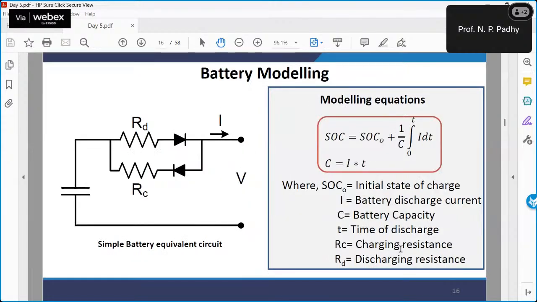Now we can slowly get into battery modeling, as we have already seen in the past. This is a very simple battery equivalent circuit, and we can determine the SOC, which is the previous SOC plus 1 upon C integral I dt, which will give you the current SOC.